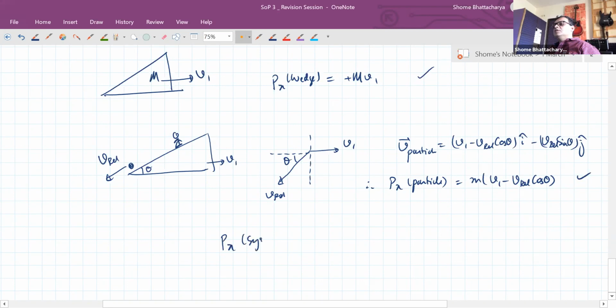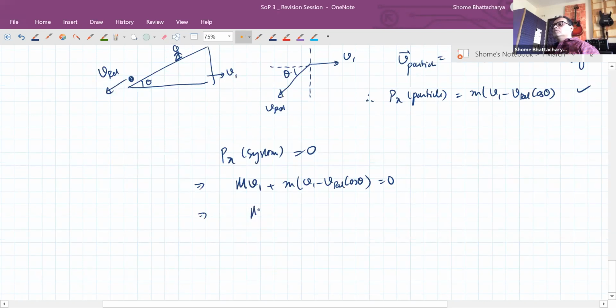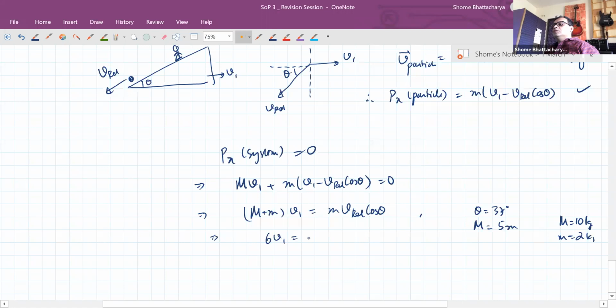Okay. So these are the individual horizontal momenta of the particle and the wedge. So horizontal momentum of this system being zero means we have this relation. Okay, now in this theta is 37 degrees. Capital M is 5 times small m because this much. Okay, so we can see that 6v1 is equal to 4 by 5 v relative, or v relative is 15 by 2 v1. So this is what we get from our first equation and horizontal momentum conservation.